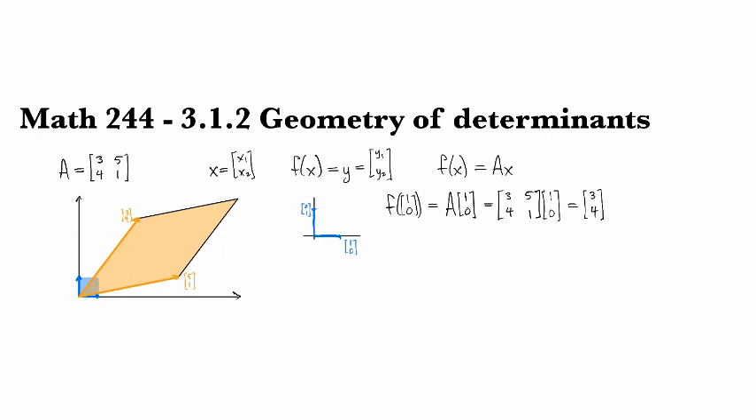All right. And f of 0, 1 is going to similarly be 3, 5, 4, 1 times 0, 1, which is going to be 5, 1, the second column vector of A. So let's just make a note of that.